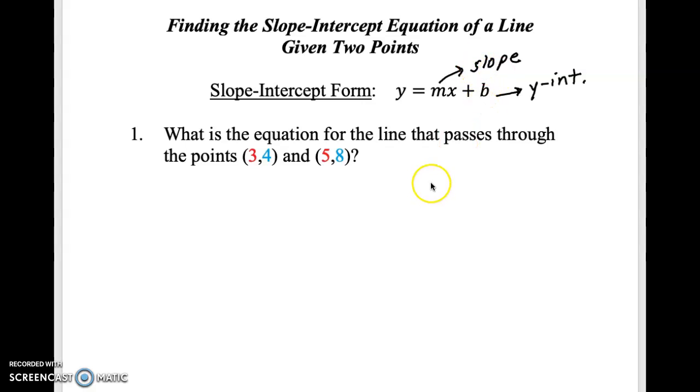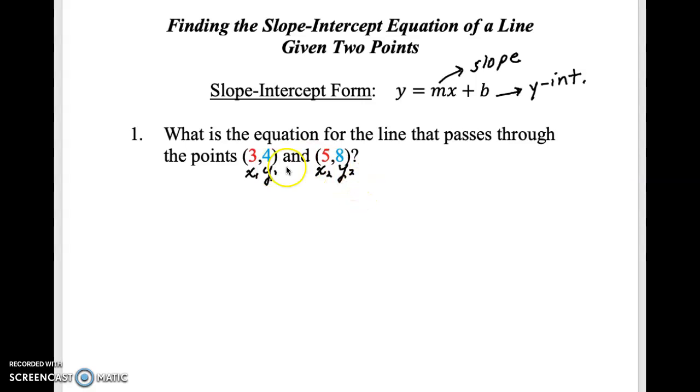Now, our first question says, what is the equation for the line that passes through the points (3, 4) and (5, 8)? So if you look, I color-coded the x's red, so 3 would be x1 and 5 will be x2. And the y values are blue, so that would be y1 and y2.